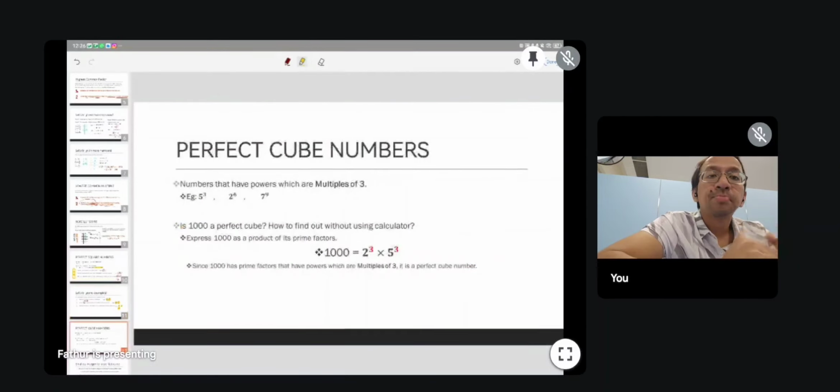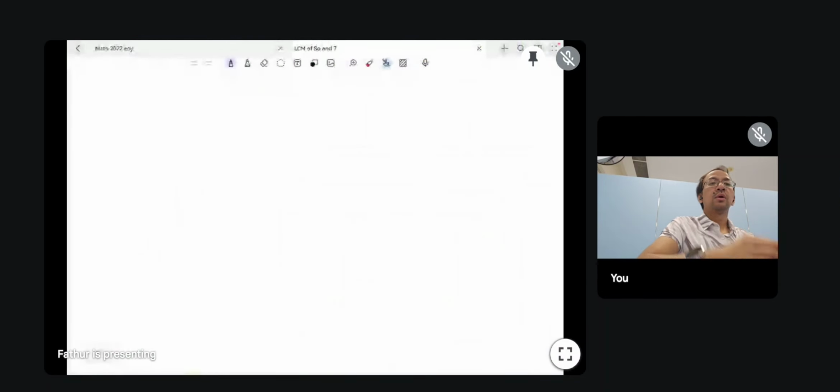Okay? So now, let's move on to the next part. Perfect cube. Okay, but before we move on to perfect cube, I have one thing that I want to add on.